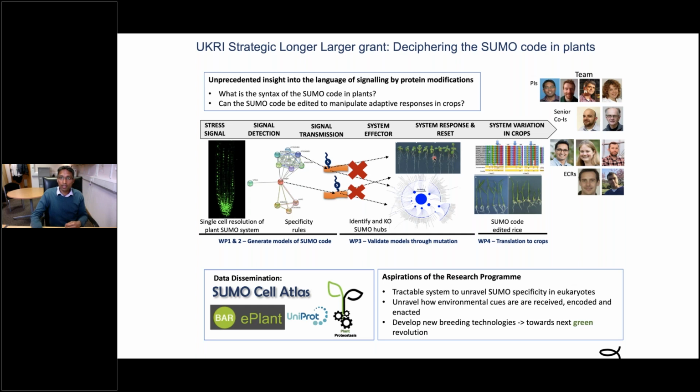The PIs of the grant and the co-Is are all listed there, as well as the SUMO Code website. Please visit us so you can learn more about the project. And we'll be starting to generate tools that will very easily make it available to the entire Arabidopsis and rice community to be able to use this system.